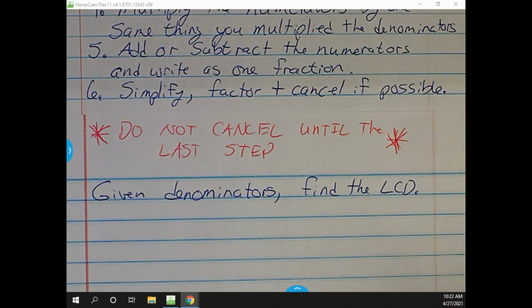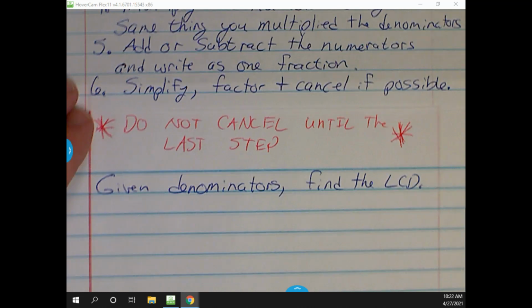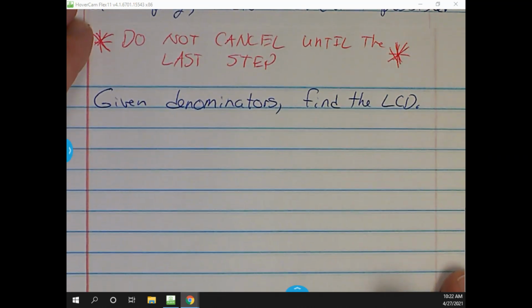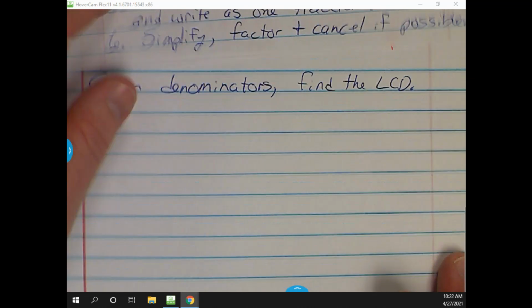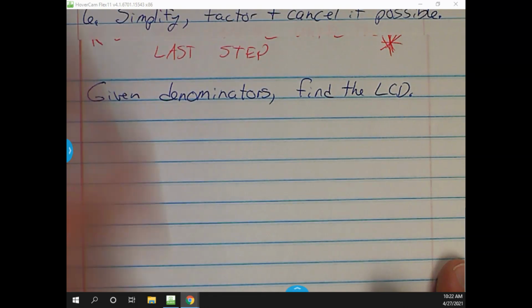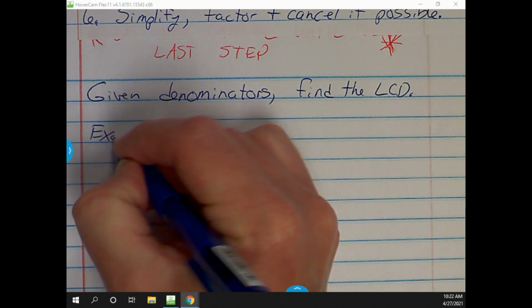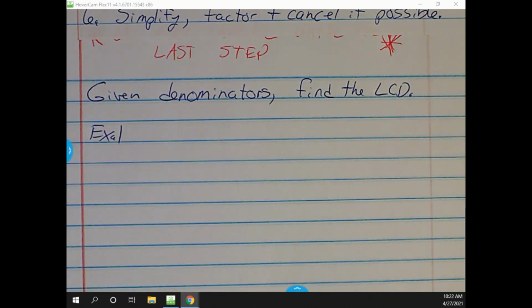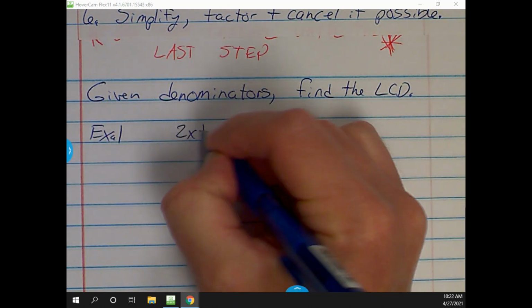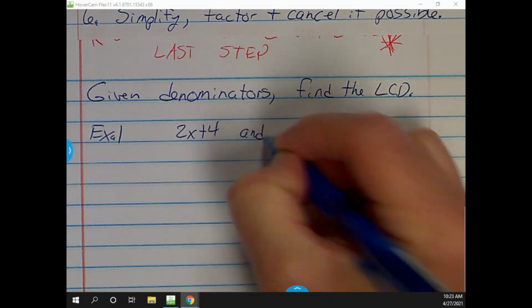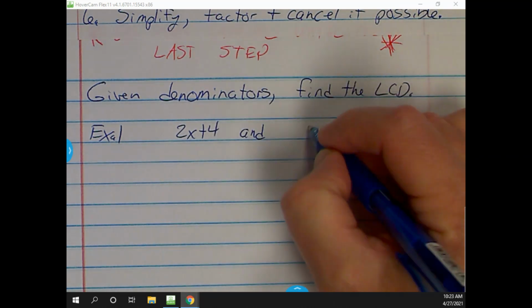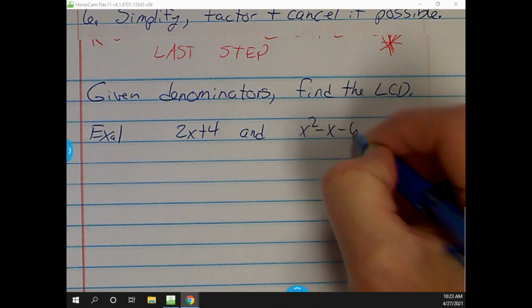So we're going to say that given denominators, find out what the least common denominator would be. So we're not going to worry about adding and subtracting and all these other things. We're just saying, all right, if these were the 2 denominators we had, what would the least common denominator be? Okay, so for this one, let's do 2x plus 4 and x squared minus x minus 6.